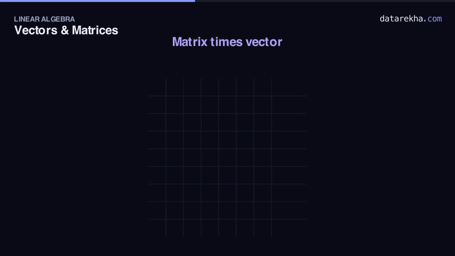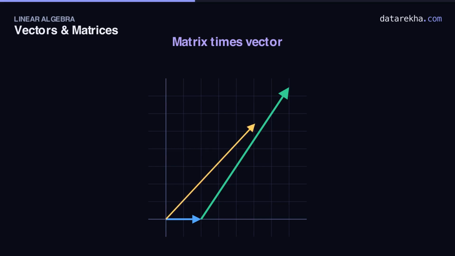And here's the beautiful part. That answer is not just arithmetic. Remember, the columns are where i-hat and j-hat land. So A times v is really 4 steps along the first column, plus 5 steps along the second. Follow those 2 hops, and you land exactly at 14, 15, the same point the arithmetic gave us. Row dot column and this geometric blend are 2 faces of one idea.